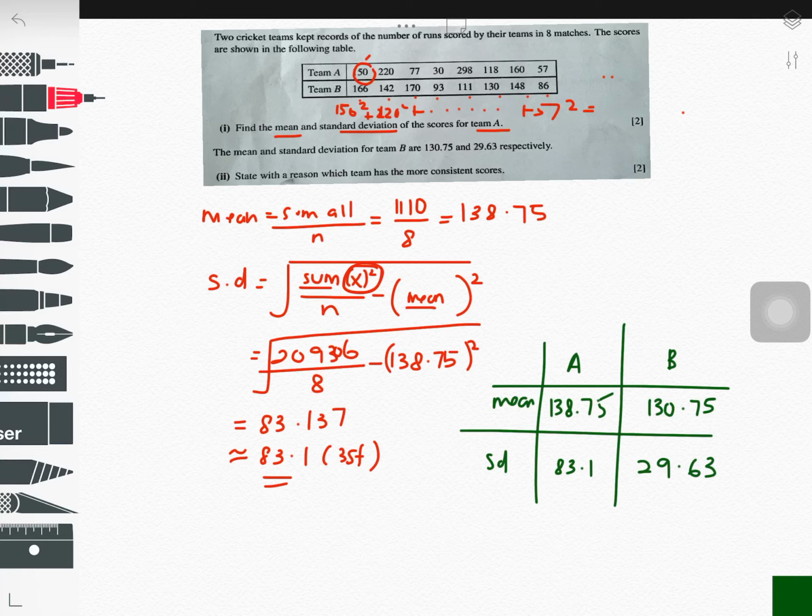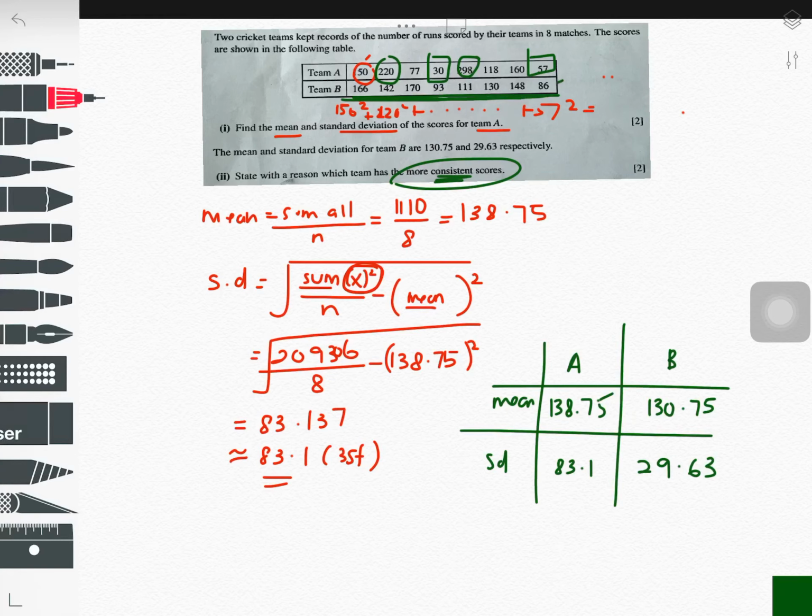Yeah, it looks fine. Now they're asking, state with a reason which team has a more consistent score. What is this word consistent? Not changing much from one another. It means they should look alike. Look at this here. This is 220, 298. They're quite near to one another. But look at this 30. They're so far. 57, so far. So I'm going to check whether they all cluster to one another or they are very far apart.